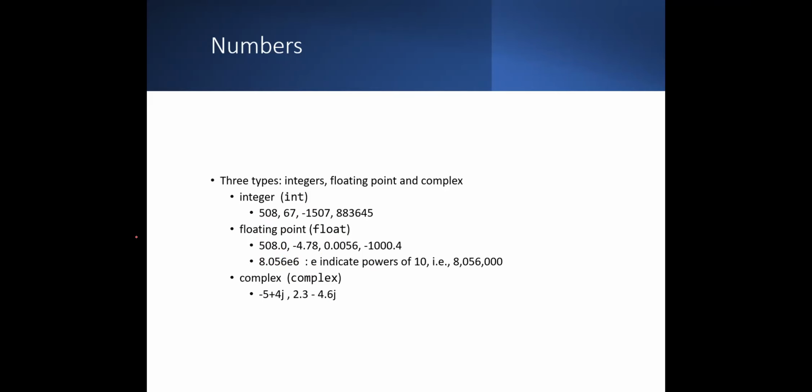Then there are complex numbers, which I'm not going to explain to you, but if you are interested and if you have done electrical and electronics, if you have some background, you know that sometimes we want to represent complex numbers as well, like -5 plus 4j, 2.3 minus 4.6j, and so on. So that is also supported in Python.